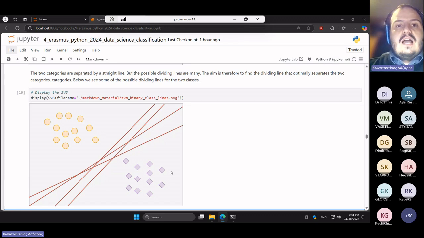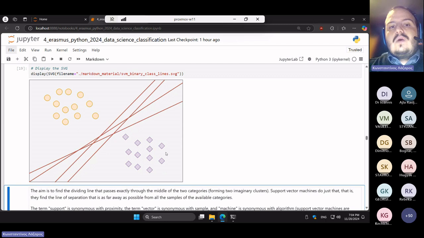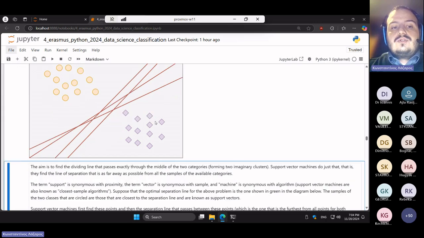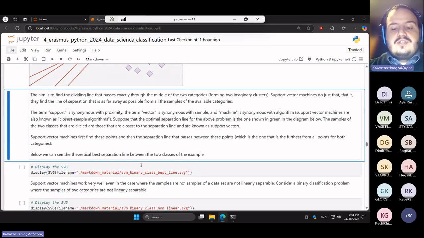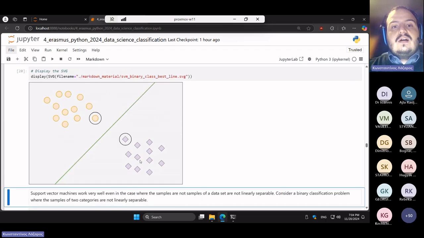So how can we actually find which is the most ideal line that we can use in order to make the best possible separation between these two categories, right? So support vector machine actually tries to find the line. Again, I'm not delving into the technicalities and the maths of the algorithm, just to make things a bit more high level for everyone.